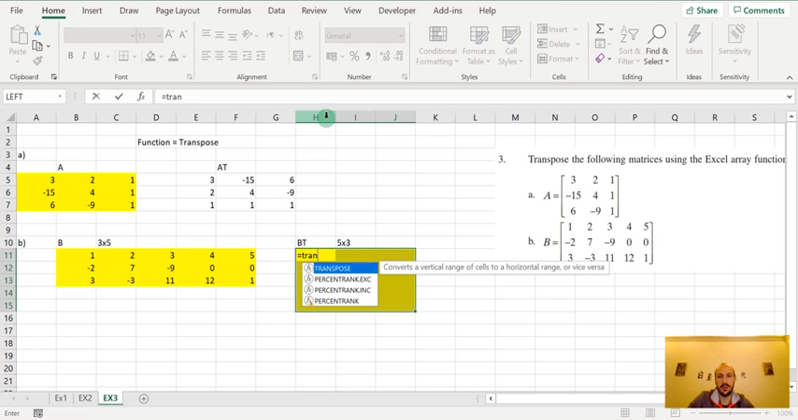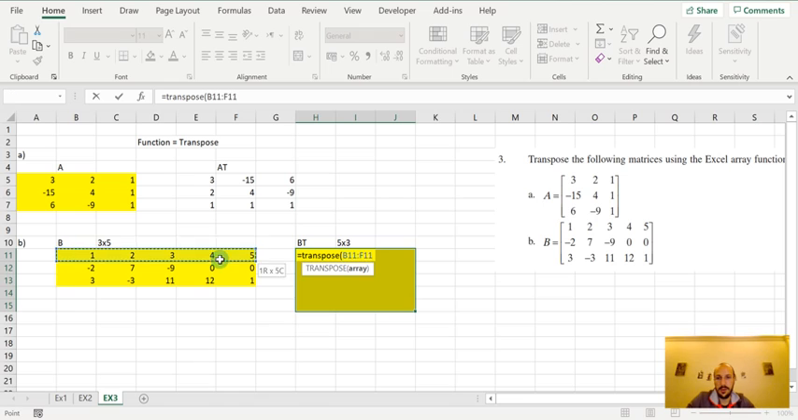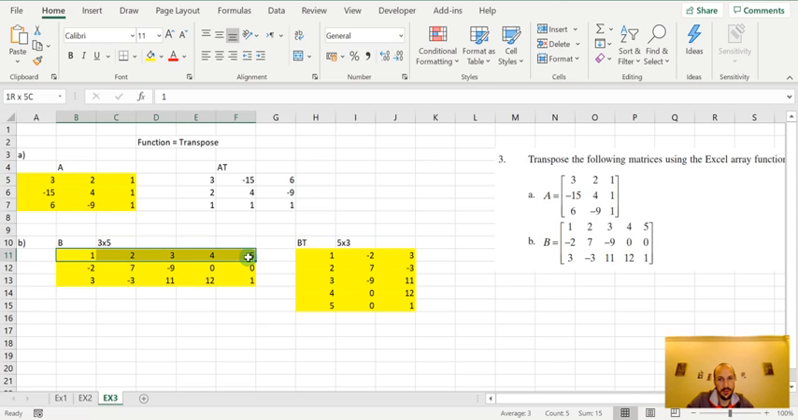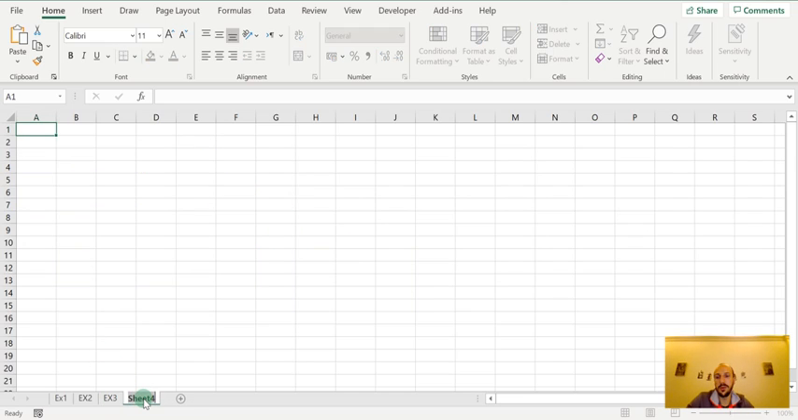So if we click on transpose, open the bracket, select your matrix, click Ctrl Shift Enter, and you will get here the first line or column, sorry, 1, minus 2, 3 is now the first row. Or for example the first row here, 1 2 3 4 5, is now the first column. Okay, so that's how we calculate the transpose of a matrix.